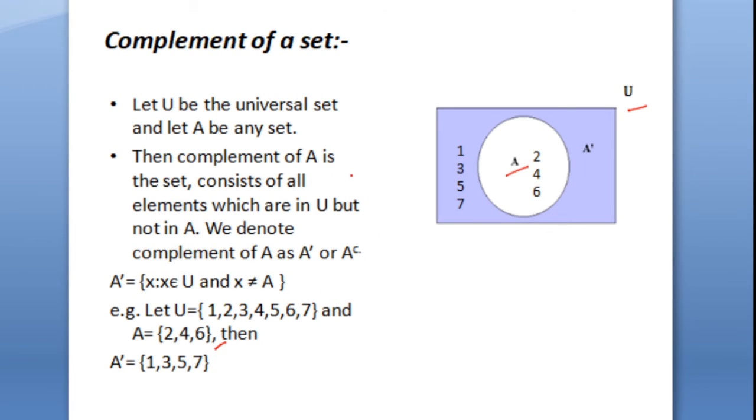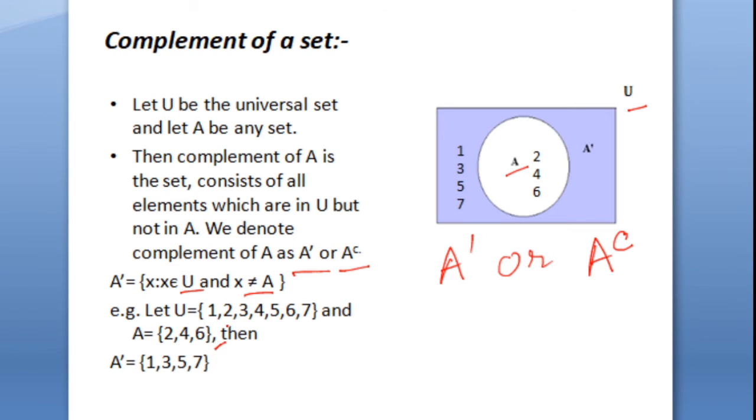Then the complement of A is the set consisting of all elements which are in U but not in A. We denote the complement of A as A dash or A complement, A^c. This is the symbol of A complement. If we write it in set builder form, we can write it this way: A complement is equal to the set of x such that x belongs to U, that is the universal set, and x does not belong to A.